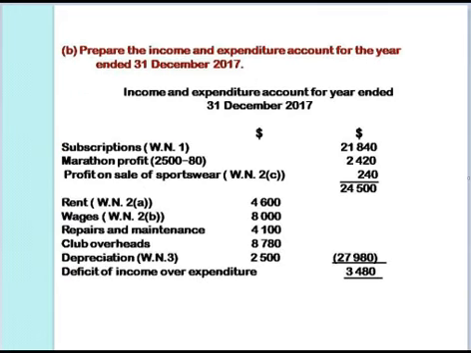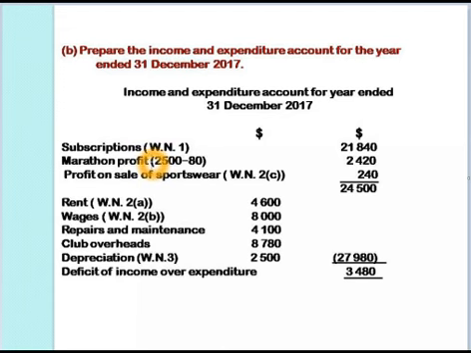In the B bit of the question, we are asked to make the income and expenditure account for the year ended 31st December 2017. So let's make the income and expenditure account for the year ended 31st December 2017. For this, we will start with the subscription which we have calculated in the first working note, and next we are going to write the marathon profit.